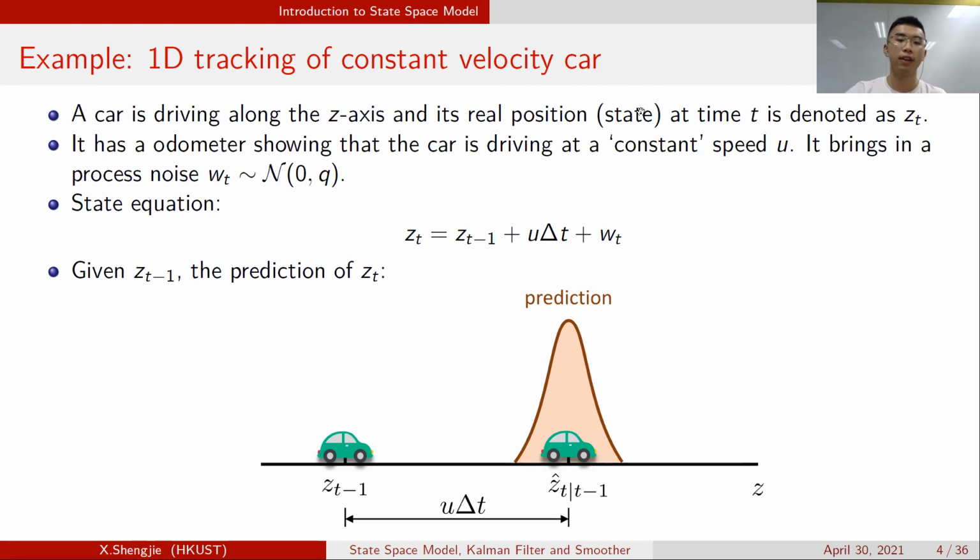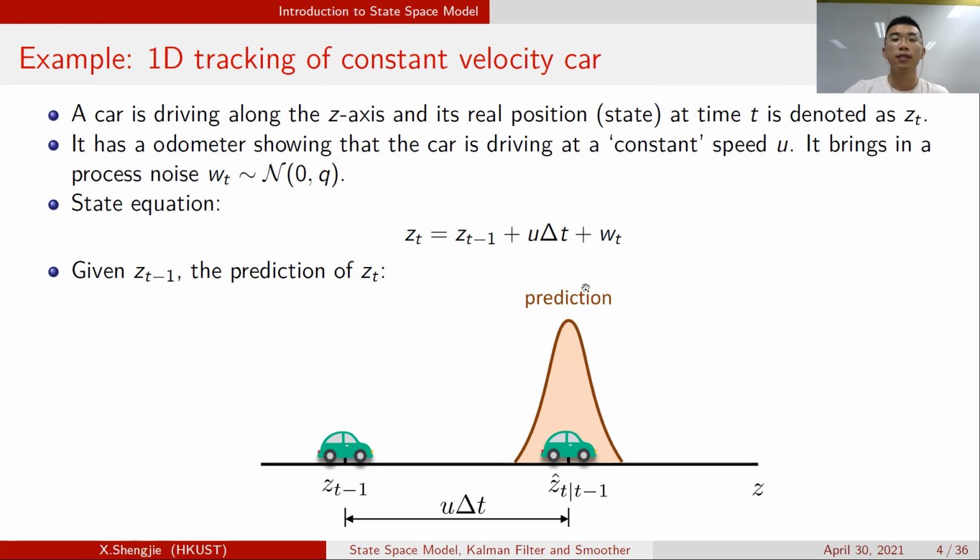What's the meaning of hidden state? Imagine a stock: whether the stock is in a bull market or not is itself a hidden state. Hidden state means some information that you don't know, that you can't really figure out or observe. And consider the car has an odometer showing that the car is driving at a constant speed u. Because this odometer, which measures the velocity of the car, is like a panel, it will bring in a process noise, denoted as w_t.